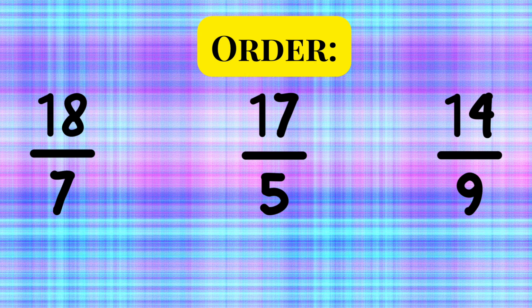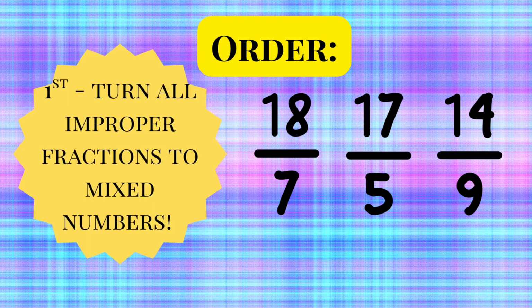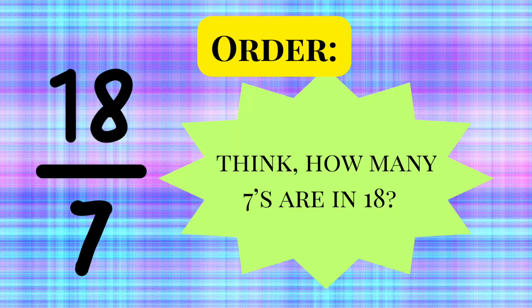Now, let's learn how to order these three improper fractions by converting them to mixed numbers first. We have 18/7, 17/5, and 14/9. The key to ordering these numbers is to change them from improper fractions into mixed numbers, which will make it much easier to see which values are larger or smaller. To convert an improper fraction to a mixed number, we need to think about how many full groups fit into the numerator. In other words, we ask ourselves, how many complete wholes can we make from this fraction?